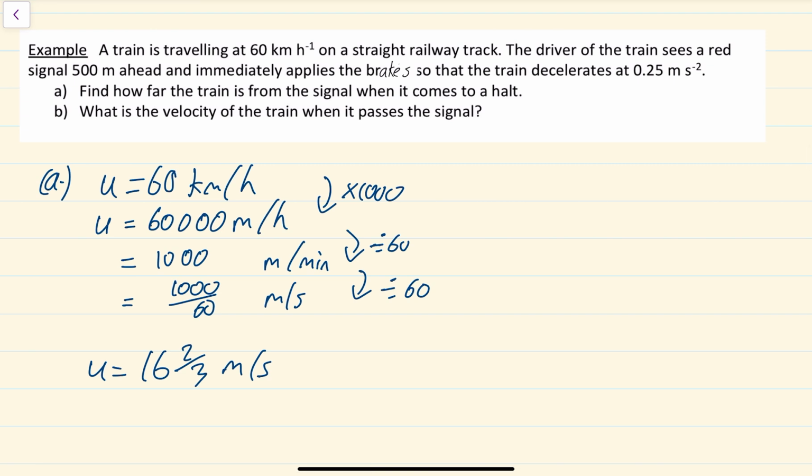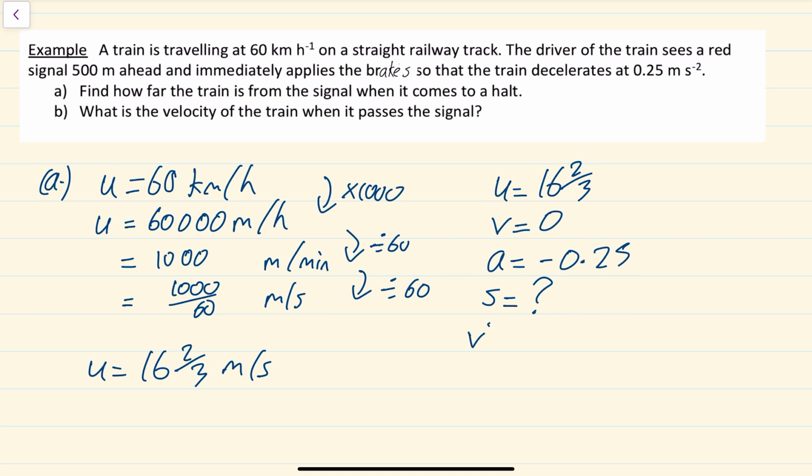We've got our U. We want to find how far the train is when it comes to rest. Initially this train is going along at a speed of 16 and 2/3 meters per second. It comes to rest, so that's V, and it decelerates at 0.25 meters per second squared, so minus 0.25 is your acceleration. You want to find the distance, and then we can take that away from 500 to find how far it is away.